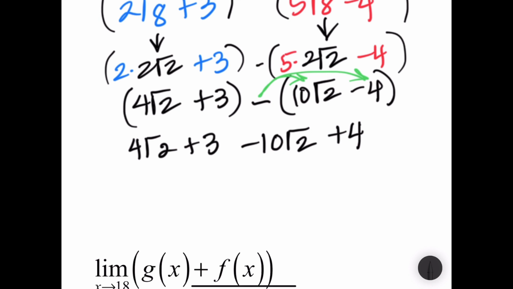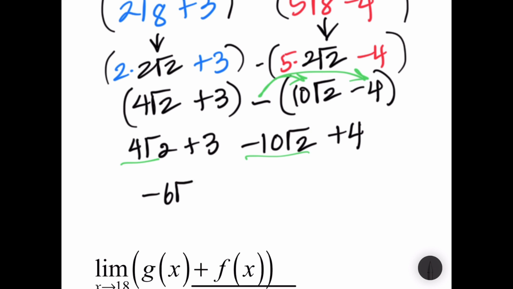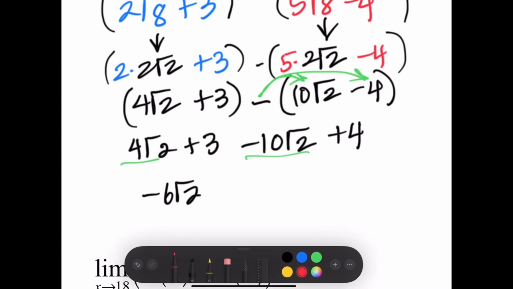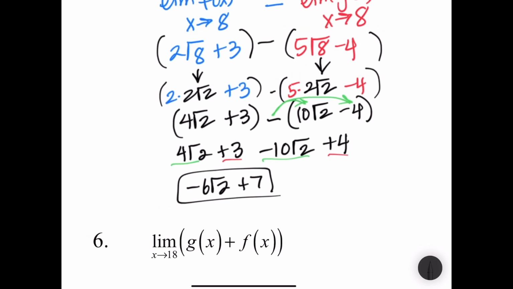Now I can go ahead and combine. So I can combine here my 4 radical 2 and negative 10 radical 2. And that's going to give me negative 6 radical 2. And then I can combine 3 and 4 to give me 7. So my final answer here is negative 6 radical 2 plus 7.